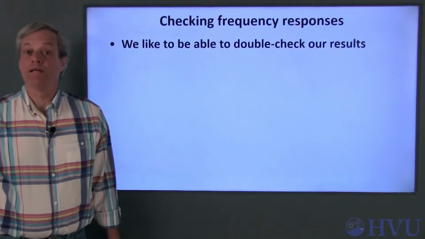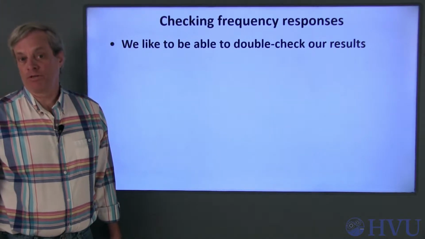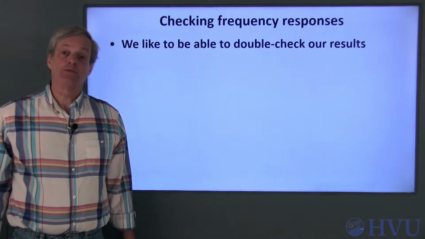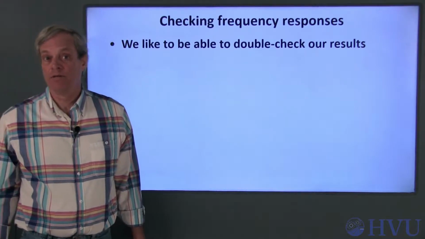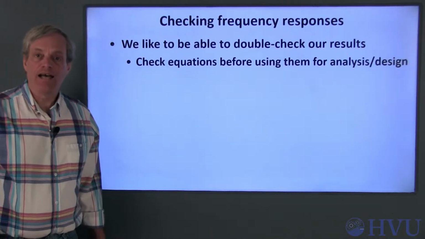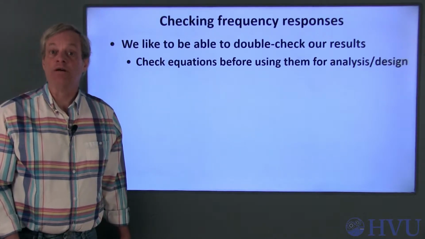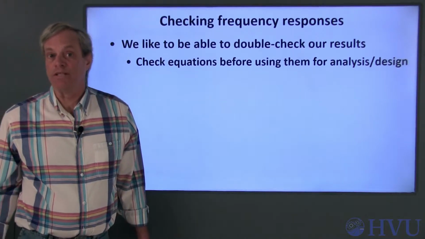Engineers always want to be able to check their results. If we can get the same result using a couple of different approaches, it's a good bet that we haven't made some silly mistake. Since those tend to be embarrassing, always cross-check your results whenever possible. It's a huge waste of time to design a system or calculate a response based on an incorrect equation. So do what you can to check your equations before using or solving them.